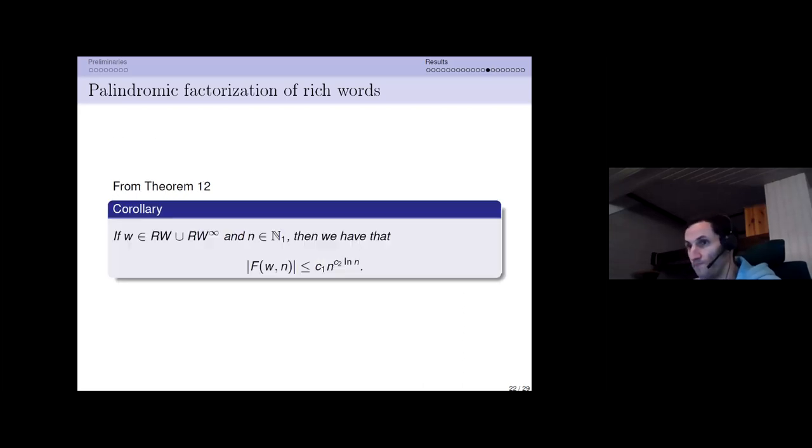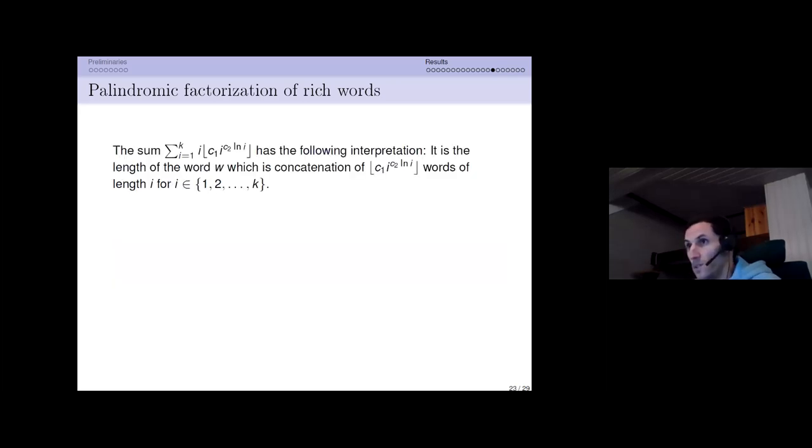So let's go on. Here I show that there is a simple form for the factor complexity of rich words. Again, I already explained this sum, and here it is the same explanation. I just replaced the number of palindromes. As I said before, I had to count all the existing palindromes. So there was q powered to i divided by 2.